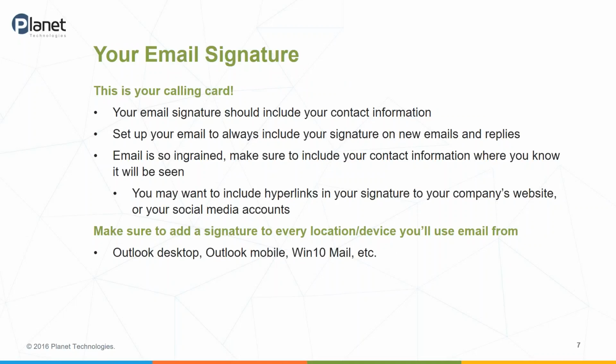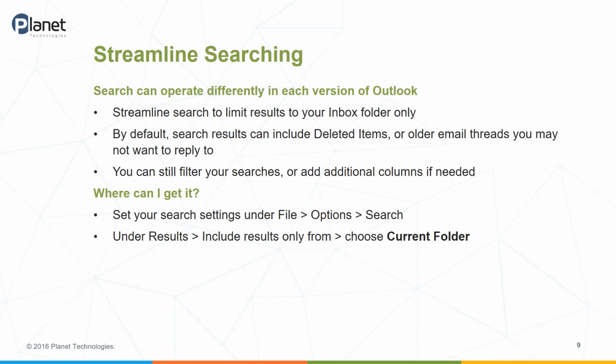So just taking a look at that, that's the biggest thing. Your signature is your calling card. You want to make sure people can get a hold of you. You want to make sure they have the right information about you. And I can't stress enough, set it up in every possible location and device that you're going to be sending mail from. Next week, we're going to be talking about the Android apps, and I'll go through some of those different settings and show you where you can set it up on the mobile applications.